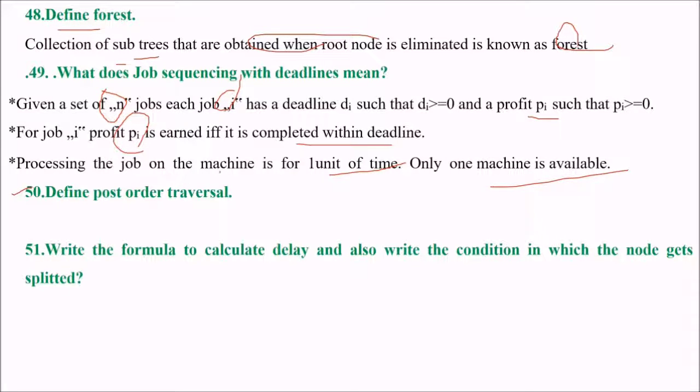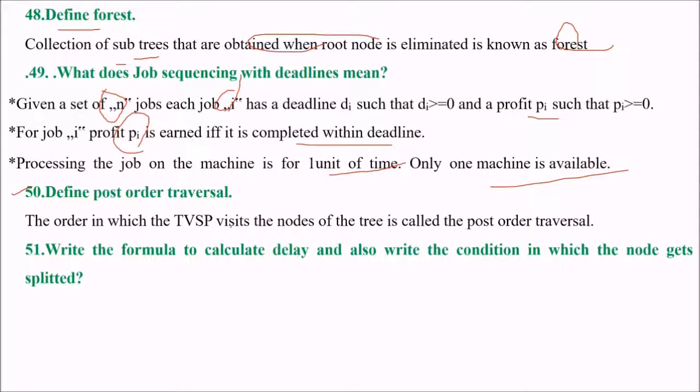Then we have defined post-order traversal. The order in which TVSP visits the nodes of the tree is called the post-order traversal. There are other traversals also in a tree, which is post-order traversal. The root is traversed at the last.